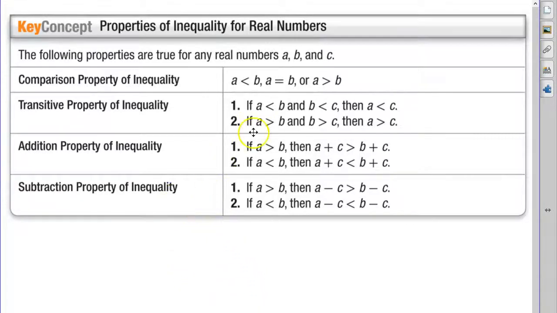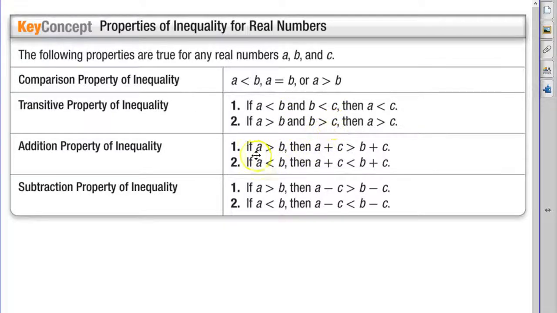Other properties, comparison. We can say that a is less than b, a is equal to b, or a is greater than b. There's no other thing that can happen between two numbers. The transitive property of inequality is kind of weird. We don't use it very often, but if a is less than b and b is less than c, we would know that a has to be less than c. Or conversely, if a is greater than b and b is bigger than c, we know a is bigger than c.